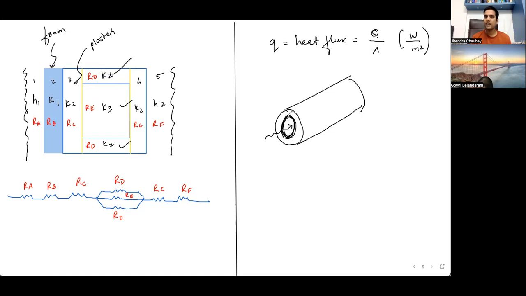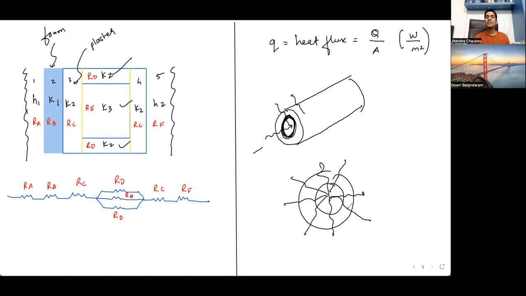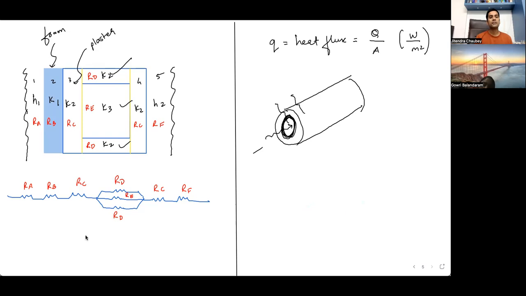When the inner periphery gets heated, the heat will flow radially outward. If you see this cross section, the heat will be flowing radially outward at every position. Now this is radial heat flow. Whenever there is radial heat flow, the formula of heat transfer will change. The basic formula will be the same.